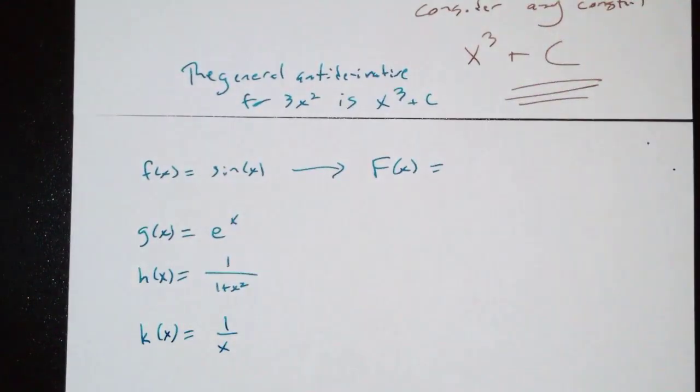Here are a handful of functions. Sine of x, e to the x, 1 over 1 plus x squared, 1 over x. I'd like antiderivatives for all of these. Advantage: all of these functions are derivatives of things we already know. All I have to do is figure out what that is.